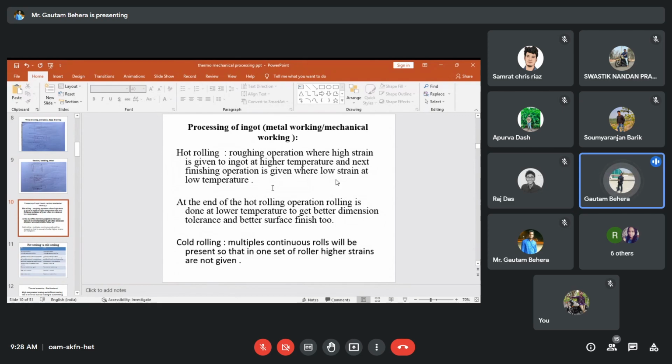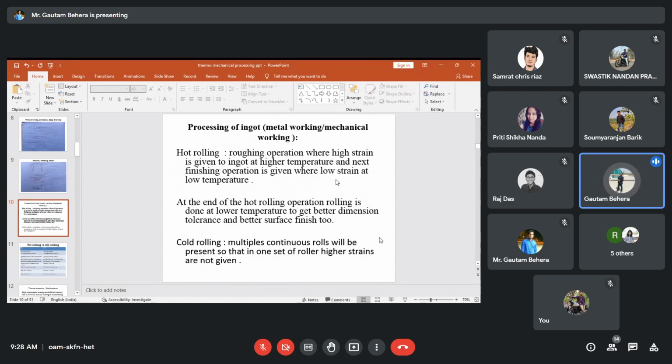But the main processes are rolling, as we know in industry. So I can write hot rolling and cold rolling, right? In hot rolling, the first step is called the roughing operation, and the final rolling part is called the finishing operation. So first the ingot will come. Suppose a billet, you want to process a billet, it will undergo the roughing operation. Then at the end it will undergo the finishing operation.